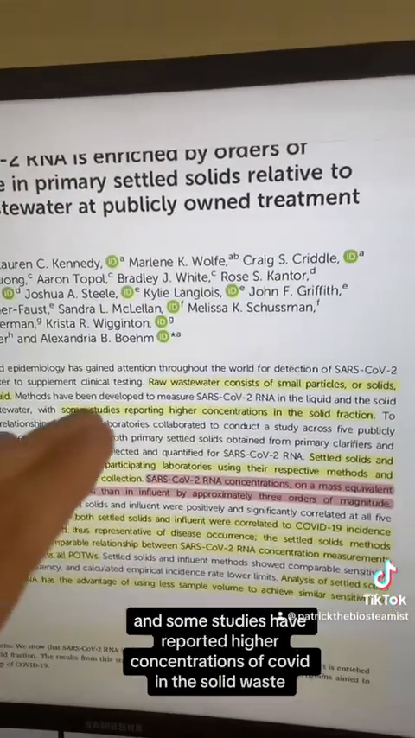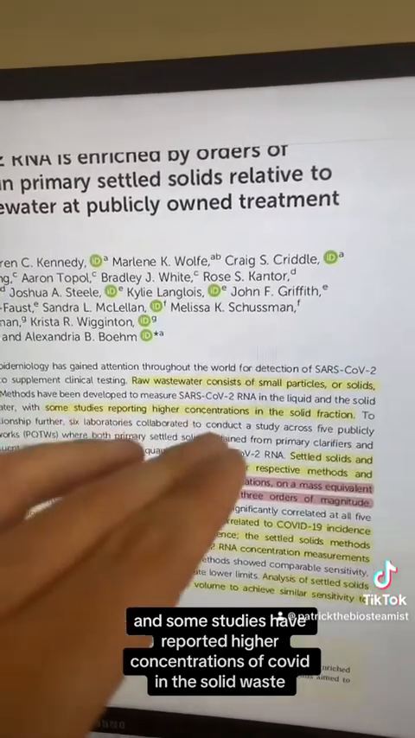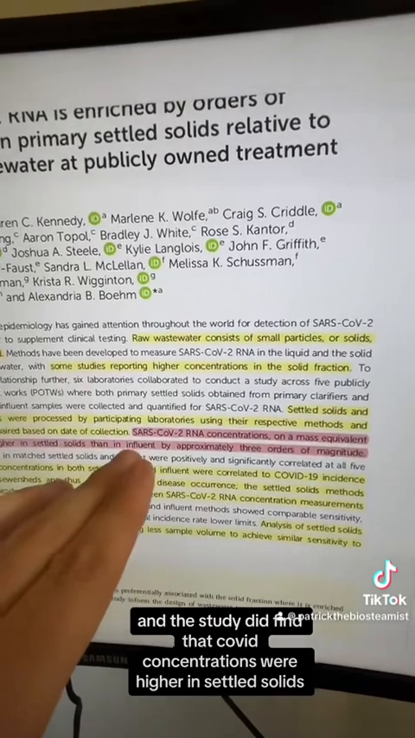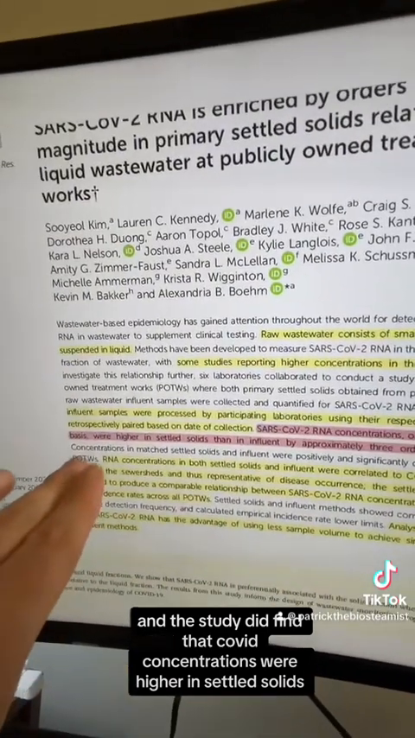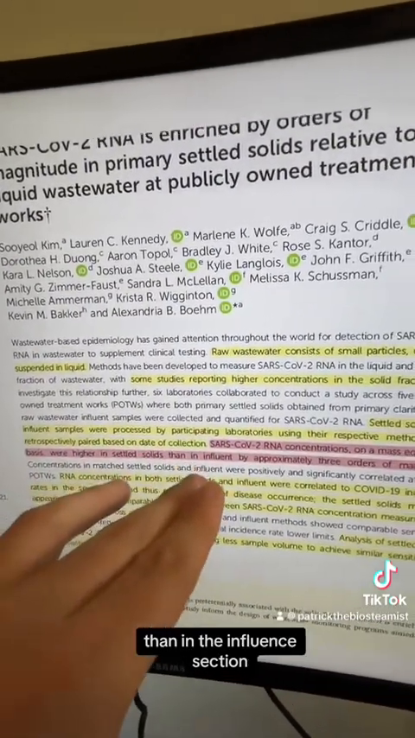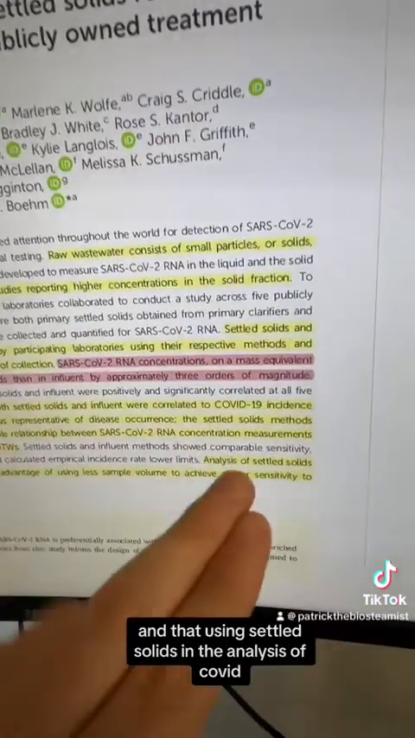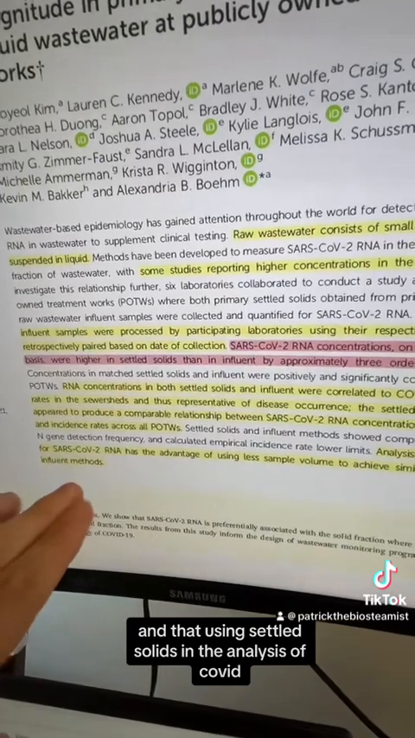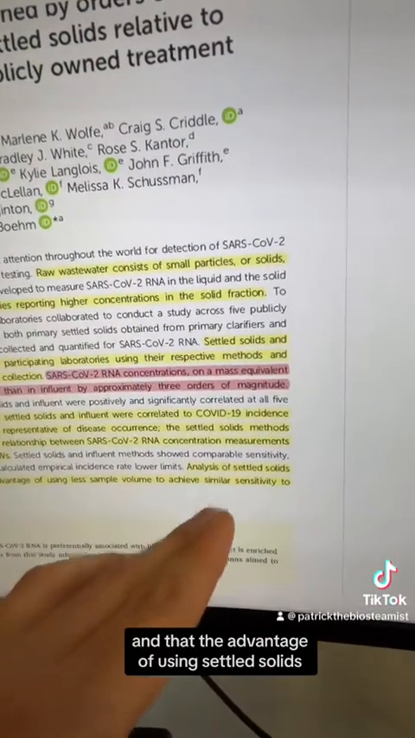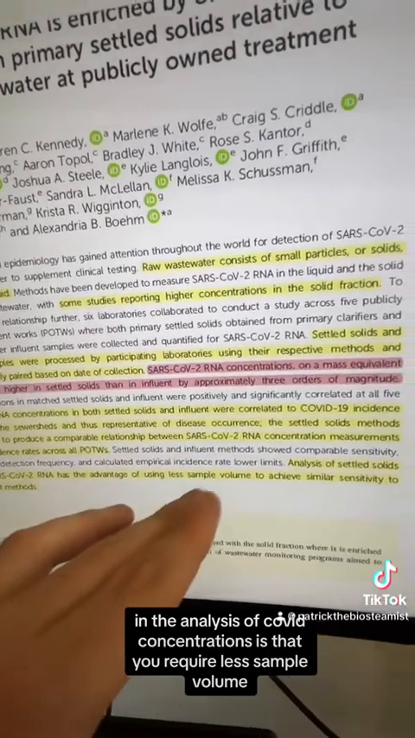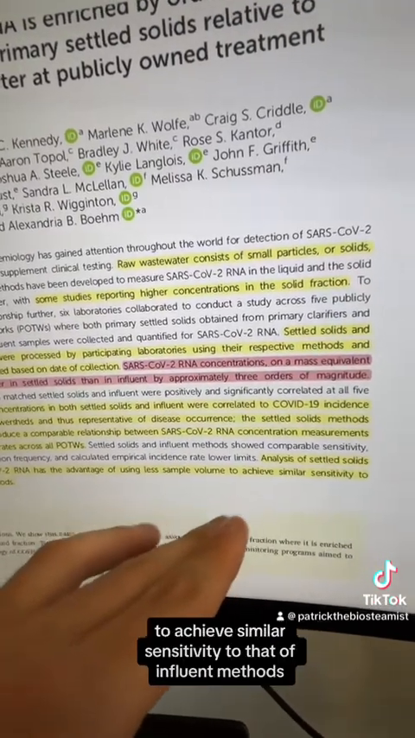And some studies have reported higher concentrations of COVID in the solid waste than in the liquid waste. And this study did find that COVID concentrations were higher in settled solids than in the influent section by approximately 3 orders of magnitude. The advantage of using settled solids in the analysis of COVID concentrations is that you require less sample volume to achieve similar sensitivities to that of influent methods.